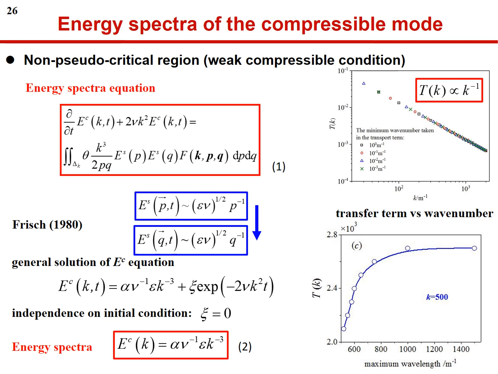The result shows that the transport terms in the energy spectral equation show a -1 power law versus wave number k, as shown in the upper figure. Thus, we could finally get the solution of the energy spectrum away from the pseudo-critical region, as shown in equation 2. The energy spectrum shows a -3 power law versus wave number k.